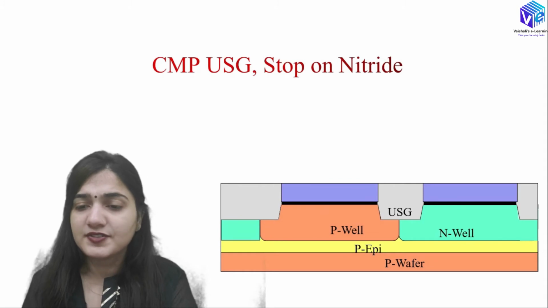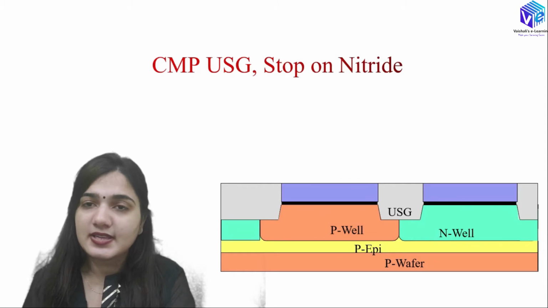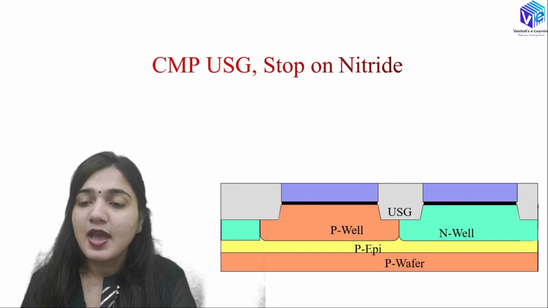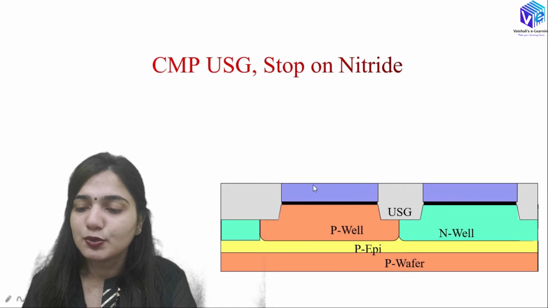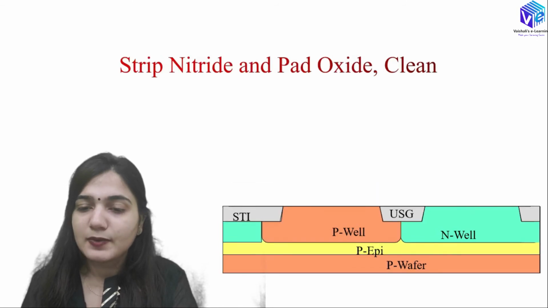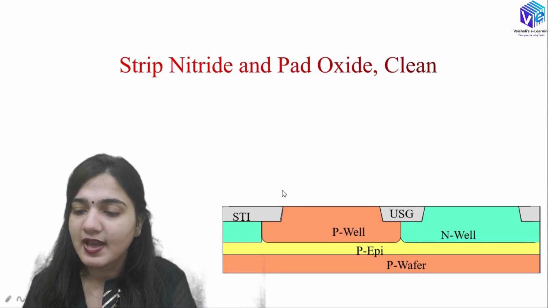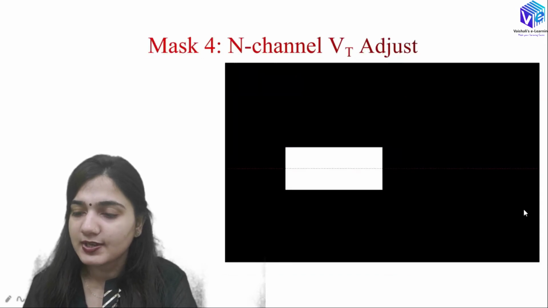So to remove the rough surface, we are using the CMP to make it smooth. So we are doing the CMP of the USG layer, and we are stopping, or we are getting the endpoint, as soon as we are reaching the nitride. After that we are stripping off the nitride and the pad oxide, and we are going to clean it. So here you can see we have the shallow trench isolation of the USG layer. So this is how we have formed the isolation layers, right?